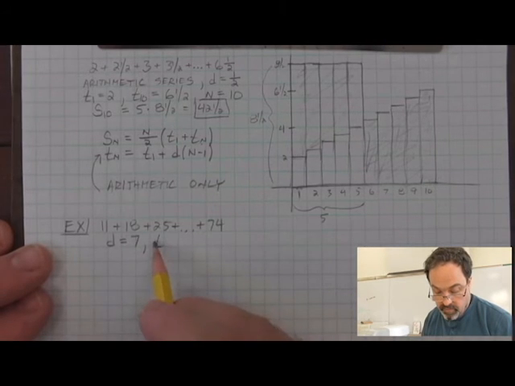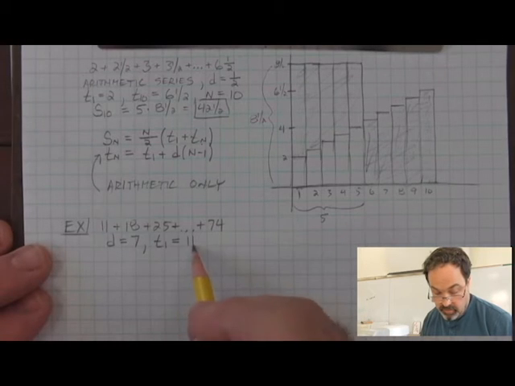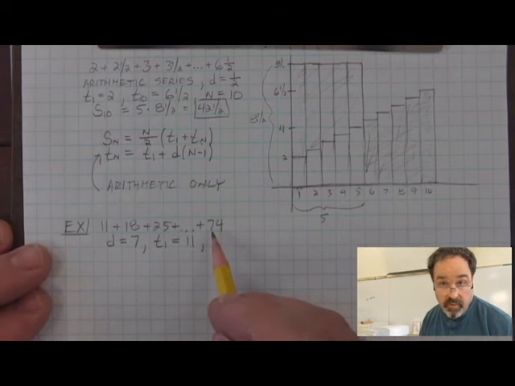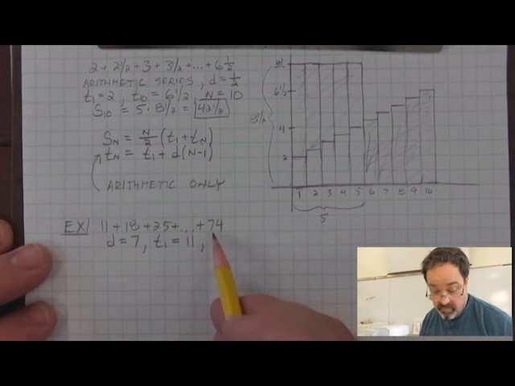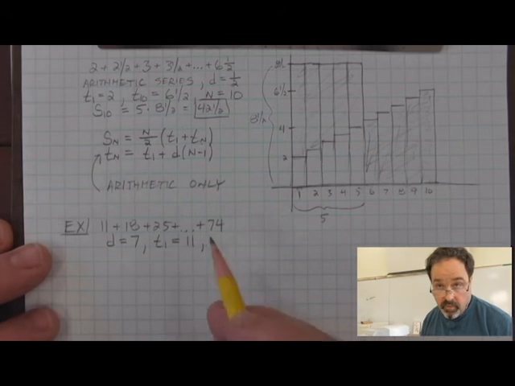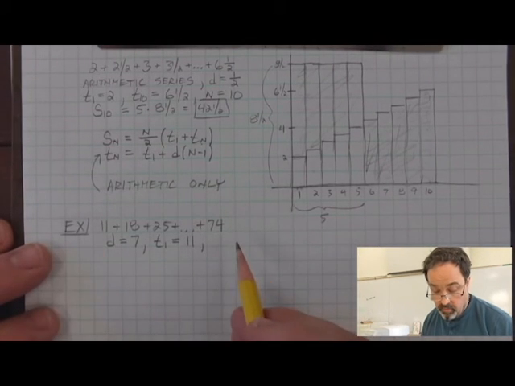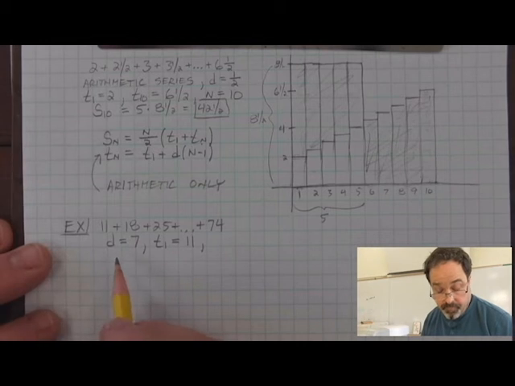We also know the value of the first term. That's equal to 11. And we know the value of the last term is 74. But we don't know how many terms we add up to get 74. We could count, we could show them all, but there's a clever way to do it.